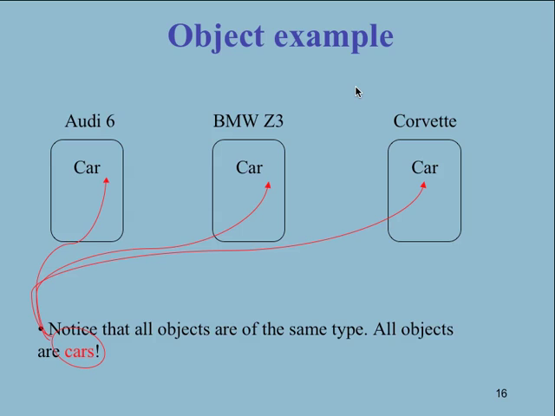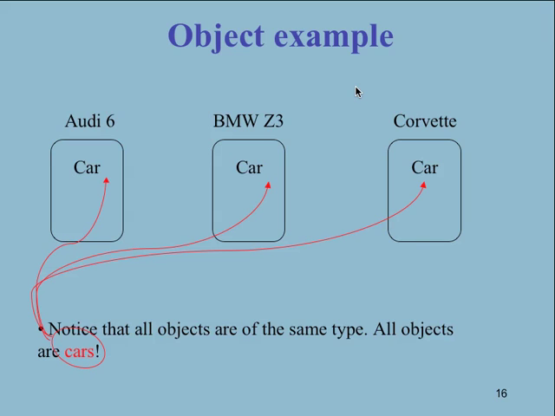And so we can actually create 3 different instances, and we can call them Audi, BMW, and Corvette. So notice that all of the objects are the same type. They're all of the object type car. What ends up happening, here's where the confusion comes into play, is you've got all these objects, and you don't remember what type they are.